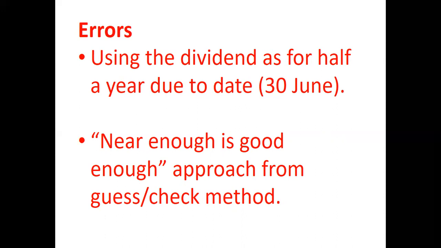And the other thing was a near enough is good enough approach that came up from the guess check method. So they got an answer which was pretty close to the right amount of dividends when they put in a number for the number of shares, and they said that will do. They didn't check either side of it. It should have kept going until they checked either side to eliminate everything that they should eliminate.